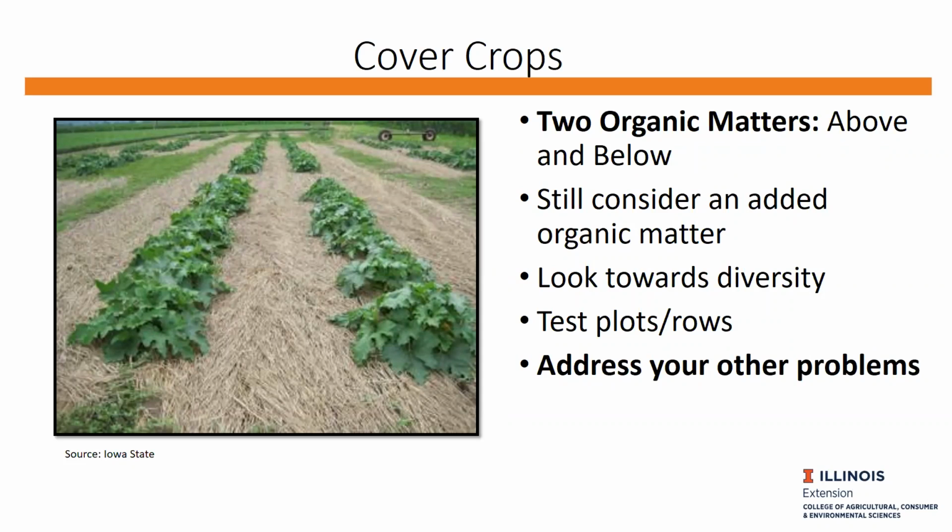Also combine this with those that could address your other problems. A cover crop, of course, is going to have great organic matter, but there are some that could help with compaction. There are some that could help with nutrient foraging. There are some that could help with weed control. So there are lots of other benefits to them along with this great organic matter that will be added to the soil.